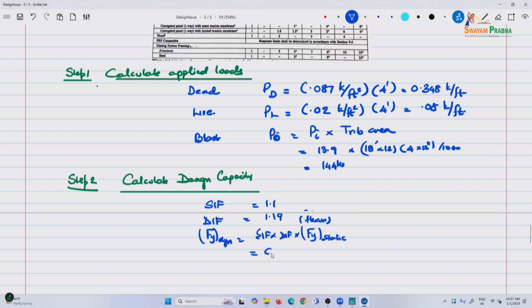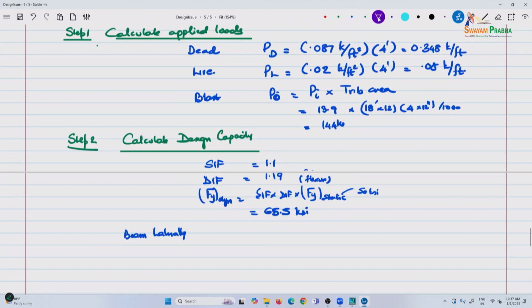So, comes to, this is 50 KSI, comes to 65.5 KSI. So, then the beam, we would make sure you laterally support it. So, it is laterally restrained.